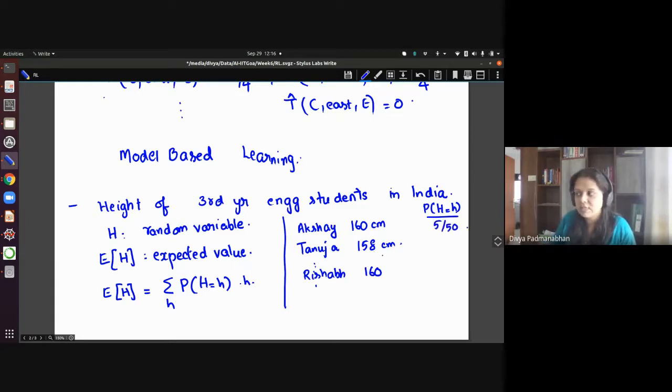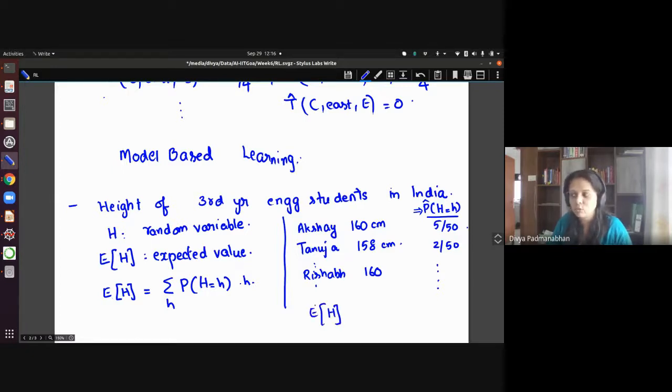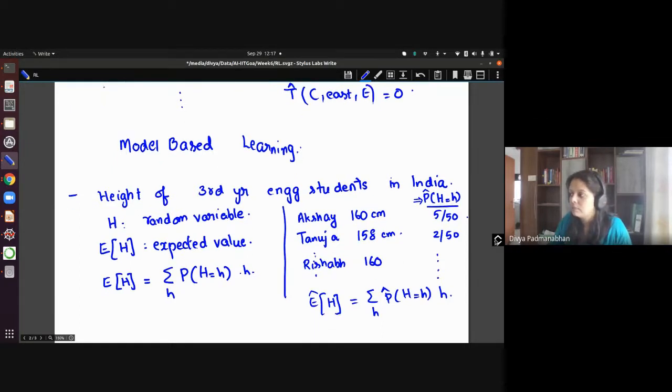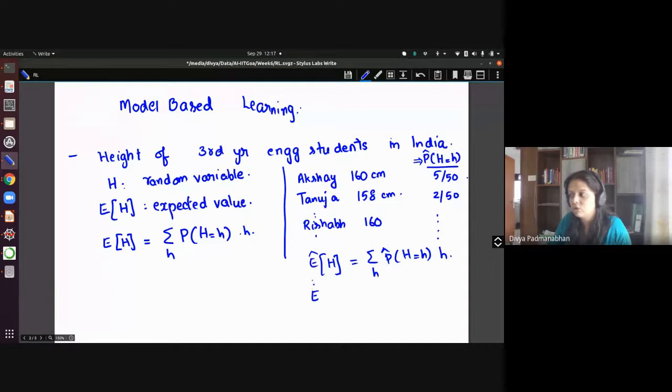And with 158 maybe there were 2 students, so I got some estimate like this. And so whatever data I have from the whole class, I try to get these estimates for the probability. So I put this hat because it's an estimate. And then I can compute this expectation using these estimates. So an estimate for the expected value is just all the probability estimates I have times h. Okay, so this is one way I can do it. And so this is estimate one.